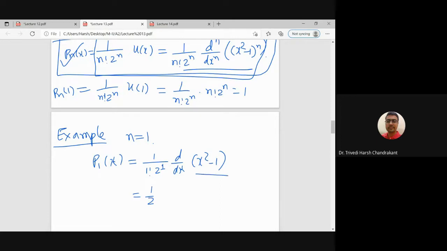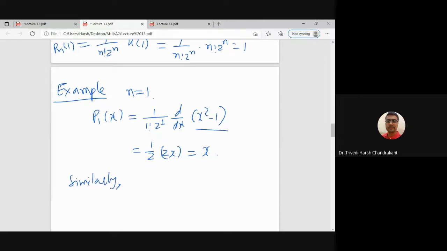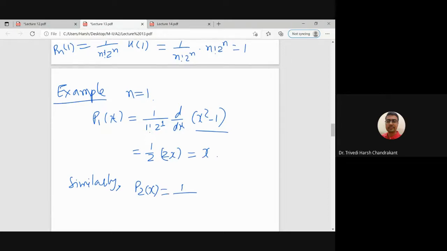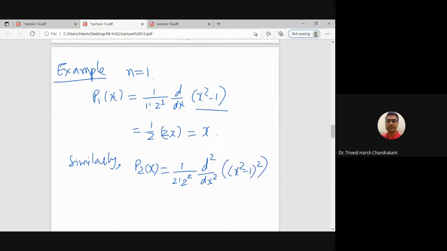we know the derivative of x square minus 1 is 2x. So the first Legendre polynomial is x. Similarly, we can find p2 of x from the Rodrigues formula. So that is 1 upon n factorial, so that is 2 factorial. n is 2 in this case, 2 power n times the second derivative of x square minus 1 whole square.